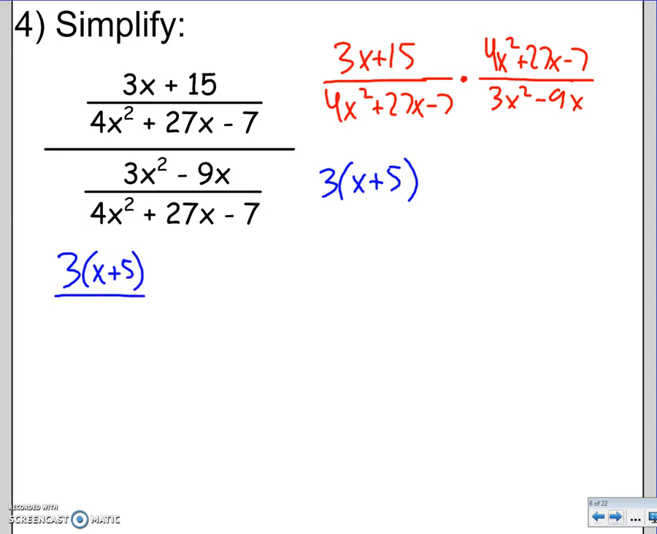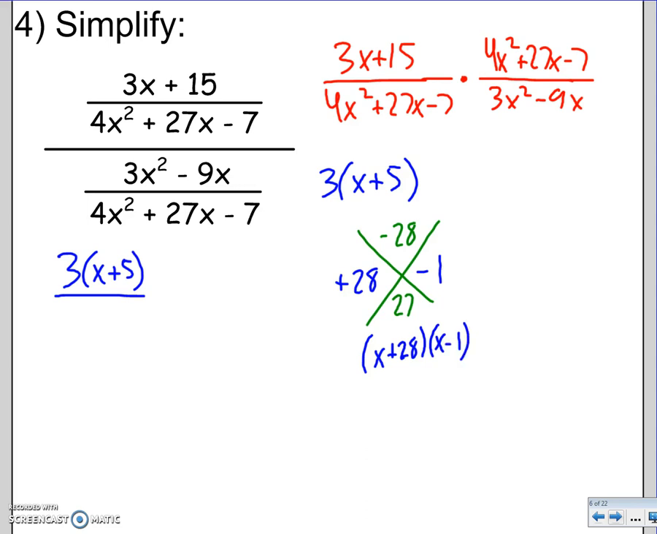Bottom left, 4x squared plus 27x minus 7. 3 terms, no GCF. But I have to do the x method. So I'll do right here. On top is 4 times negative 7, negative 28. On bottom is positive 27. Find the 2 numbers. Well, because it's 1 off each other, I know it's 28 and 1. Positive 28, negative 1. I do the parentheses. Letters x, x plus 28, x minus 1.